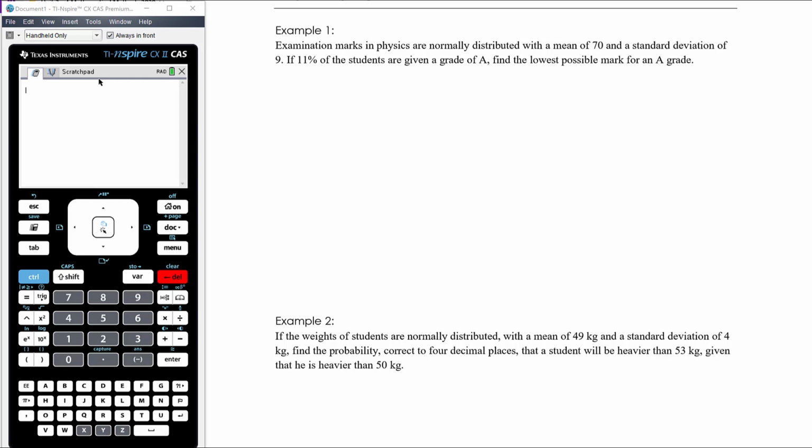Okay, so examination marks in physics are normally distributed with a mean of 70 and a standard deviation of 9. If 11% of the students are given a grade of A, find the lowest possible mark for an A grade. Okay, so let's say P is equal to the physics mark. We haven't been given any sense of the units of those marks, but if there are units for your continuous random variable, you want to define them. And we know that P is a normally distributed variable. Its mean is 70 and its standard deviation is 9, but remember this notation involves variance, so we write 9 squared.